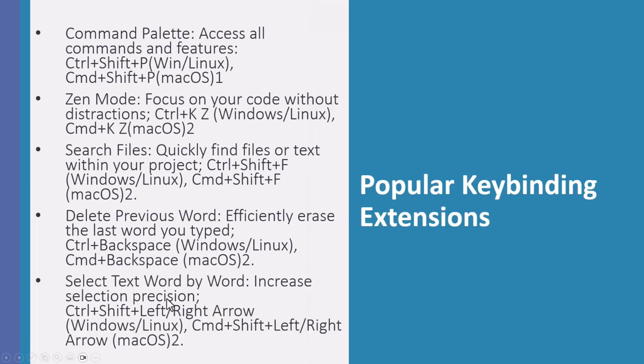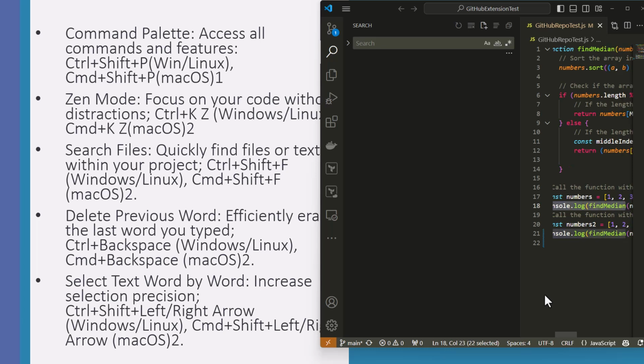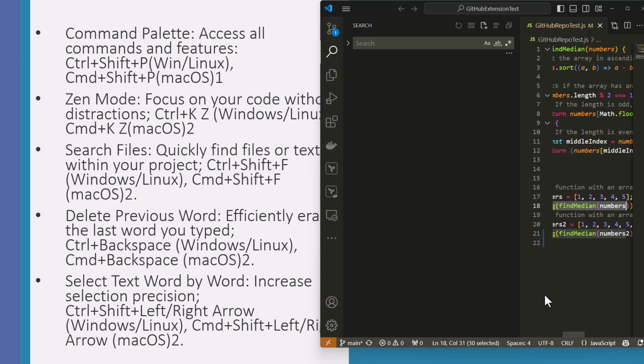And select text word by word. Increase selection precision: Control plus Shift plus left or right arrow. So Control plus Shift plus left or right arrow. Okay, so it is selecting text word by word.